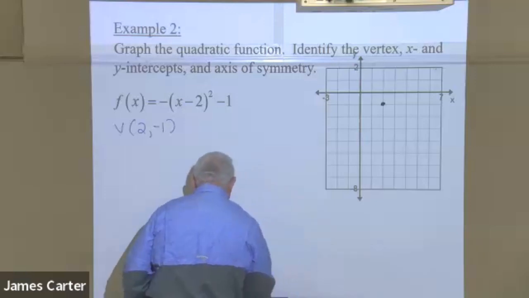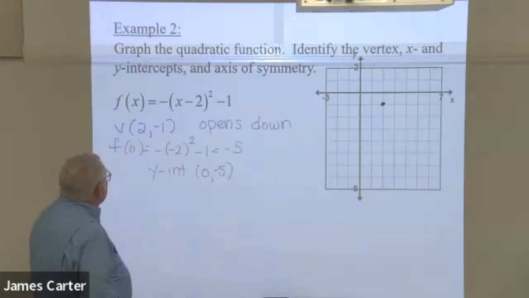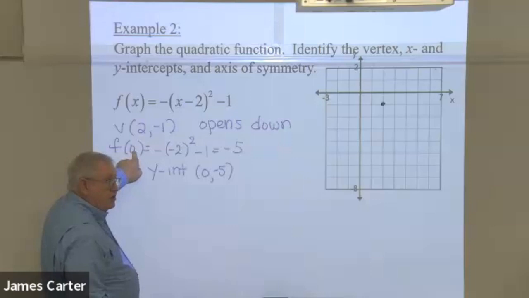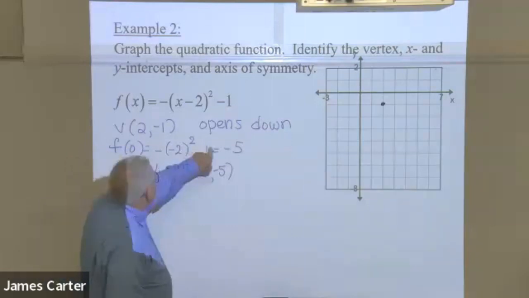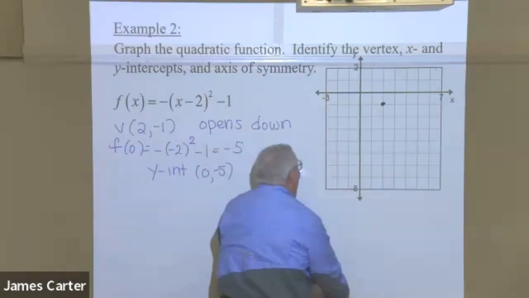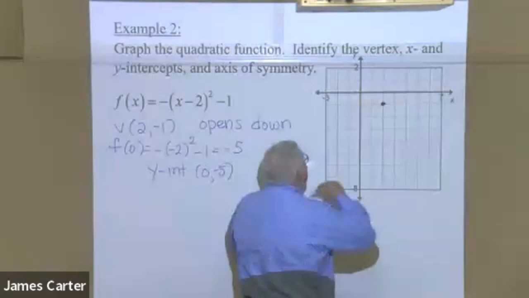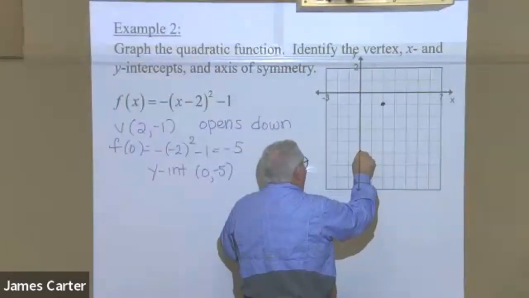Now, let's go on. Okay, the next thing we want to do here is we want to find the y-intercept. So we substitute 0 for x, and we get negative 5. So the y-intercept is 1, 2, 3, 4, 5. The point 0, negative 5.